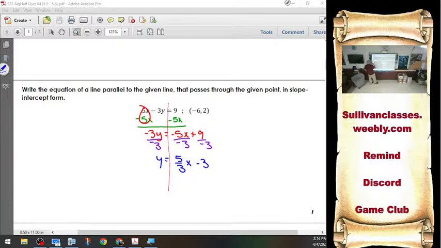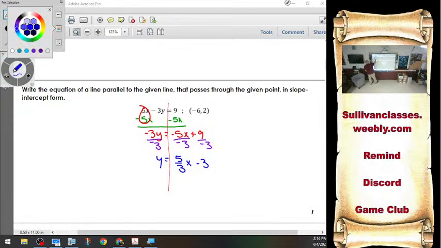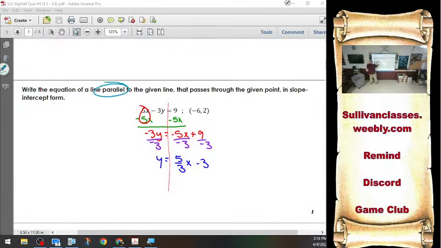The only thing that I care about is they said parallel. Parallel means same slope. Here's my slope. 5/3 is parallel to 5/3. They have to stay the same. So I now know my slope. I know my slope, I know my point. Go get slope-intercept form of the equation.